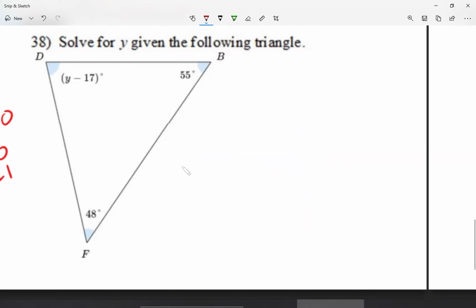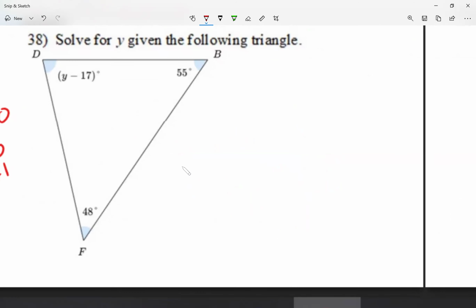Let's take a look at number 38. Remember, in mathematics, when we don't know the value of something, we replace it with a letter. Any letter. So number 38, we're going to solve for y, given the following triangle. So we don't know the value of y, right? It's just a number that I don't know. So let me add everything. Y minus 17 plus 55 plus 48 equals 180. Because remember, the three angles of a triangle always add up to 180.